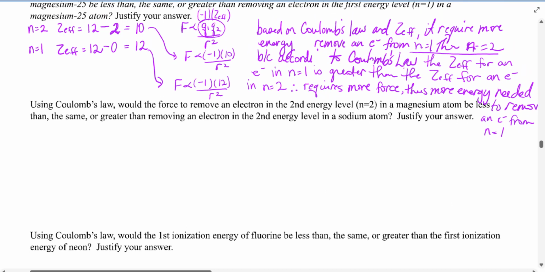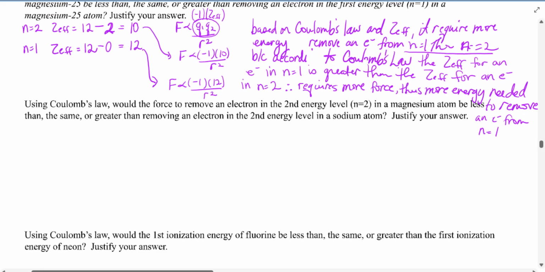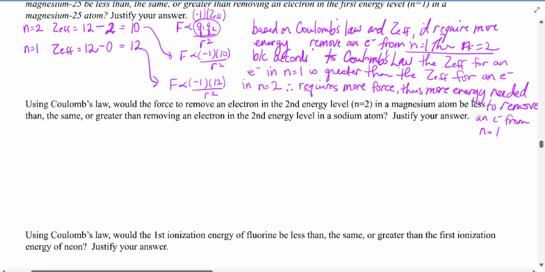Using Coulomb's law, would the force to remove an electron in the second energy level in a magnesium atom be greater than, the same, or less than the force to remove an electron in the second energy level in a sodium atom? All right, so we're looking at magnesium for energy level 2. We're removing an electron, and then sodium and energy level 2.